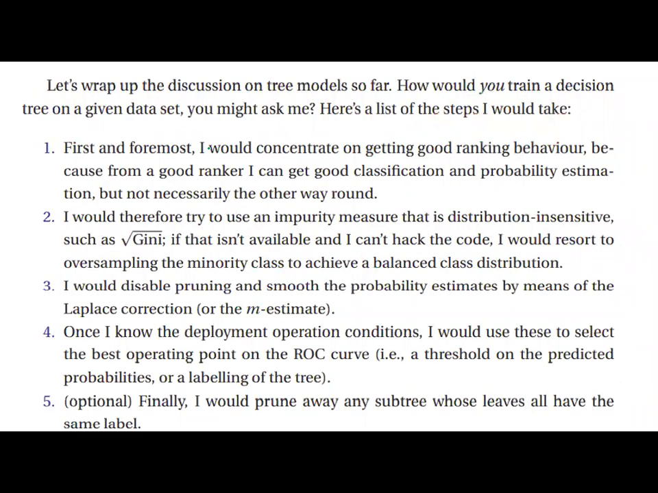Right. Finally, let us summarize the discussion on tree models so far. How would you train a decision tree on a given data set? This is the question.